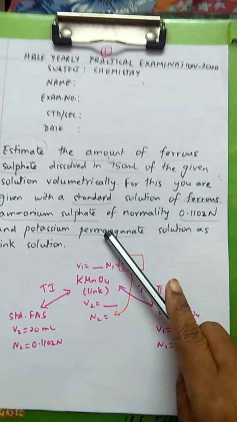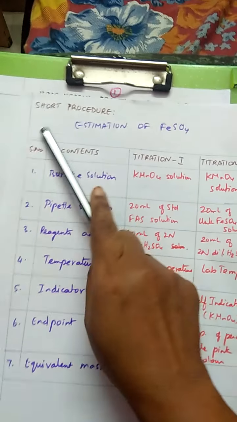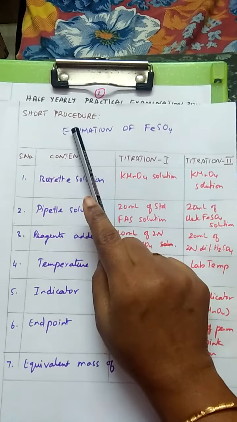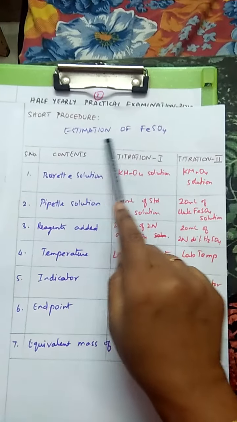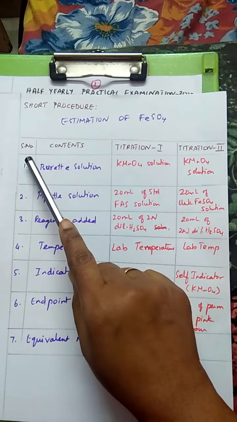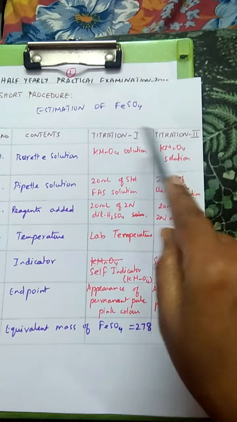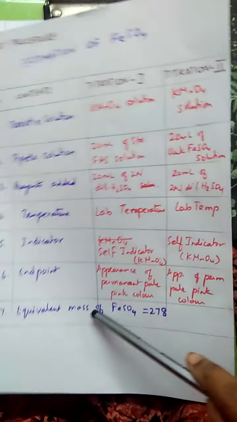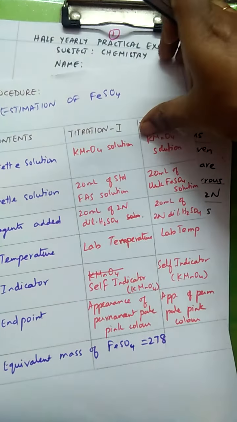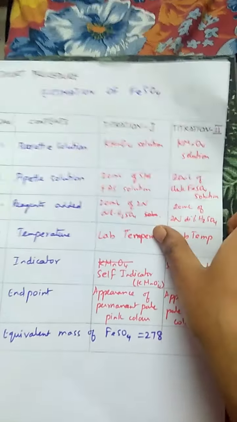As soon as you write the question as it is dictated to you, you have to take a separate sheet of paper and write a short procedure. Only 5 or 10 minutes time will be given for writing this short procedure. And you have to write the heading first, estimation of ferrous sulfate, and this tabulation must be drawn. First serial number, content, titration 1, titration 2. The content should be of this order: burette solution, pipette solution, reagent added, temperature, indicator, endpoint, and equivalent mass of ferrous sulfate. The eighth point can also be normality of given ferrous ammonium sulfate, standard ferrous ammonium sulfate.